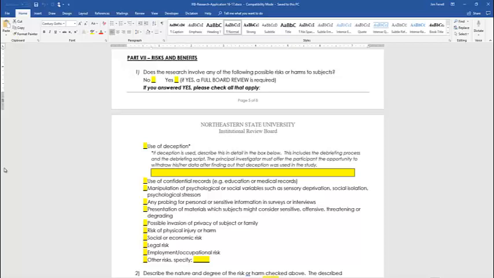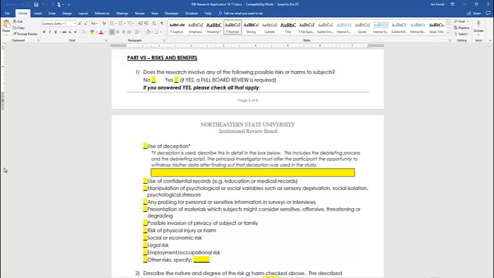Presentation of materials which subjects might consider sensitive, offensive, threatening, or degrading. Possible invasion of privacy. The risk of physical injury or harm. You might see some of these come out of the health and kinesiology department. And it's not that they're putting people at risk, but if they're putting them on a treadmill, then we want to see those kinds of things.